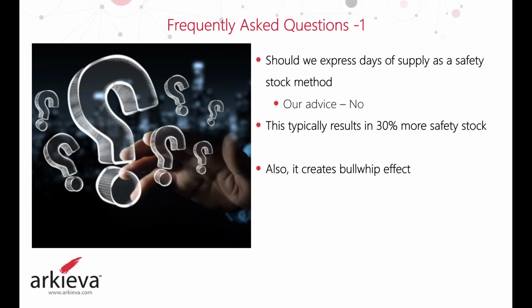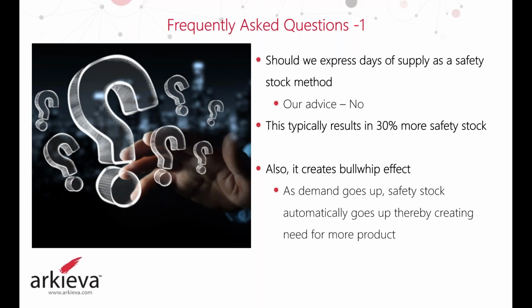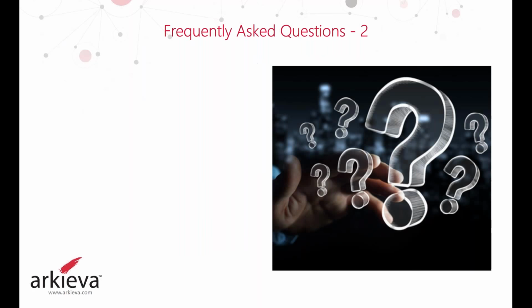But it also creates what is called the bullwhip effect. The bullwhip effect simply says that as changes are made closer to the customer in your supply chain, it has an impact. You are making more and more away from the customer. Well, if you have a days of supply-based safety stock, it creates its own bullwhip effect, because as demand goes up, safety stock goes up as well. Thereby, it creates a need for even more product. So you have to make more for the demand, but you also have to make more for the safety stock. It just becomes a very bad cycle and creates this bullwhip effect. So our general advice is to avoid that.